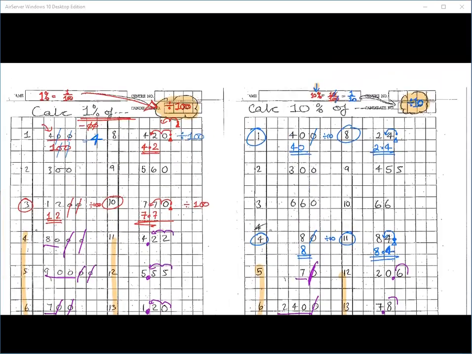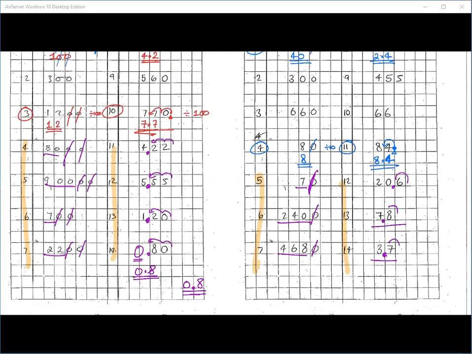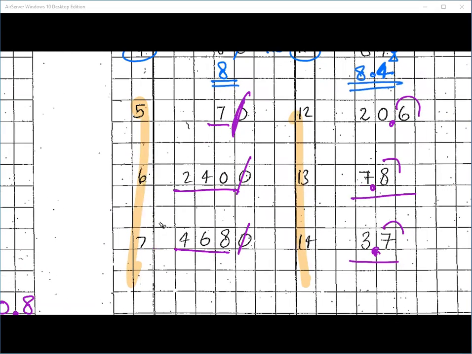On the right hand side, we're working out 10%. 10%, you have to remove 1 zero if you have it at the end. That's the quick way. 70 divided by 10 is 7. Knock off all the zeros on the left hand side.